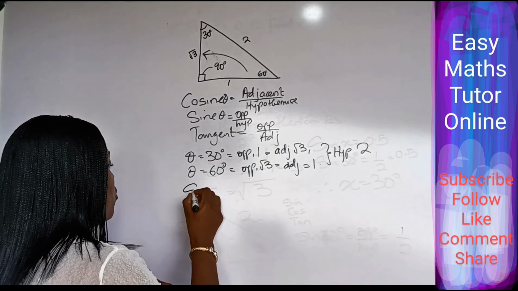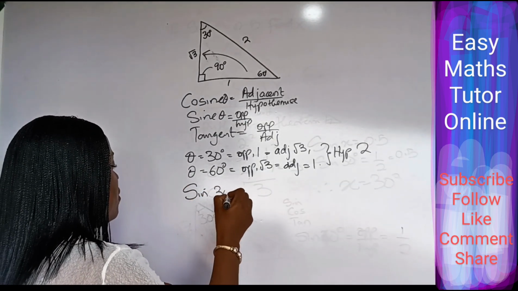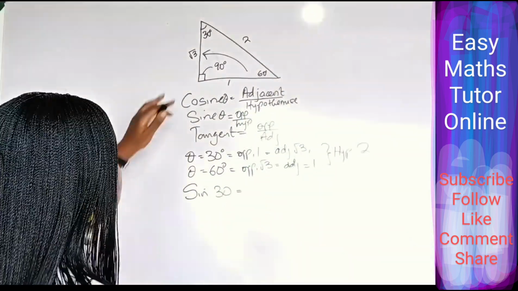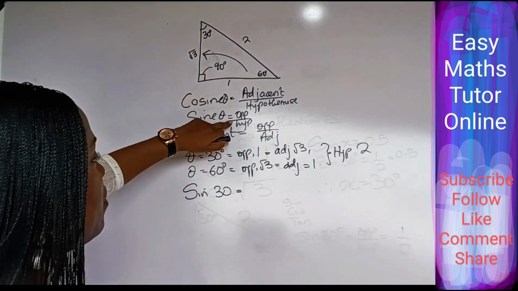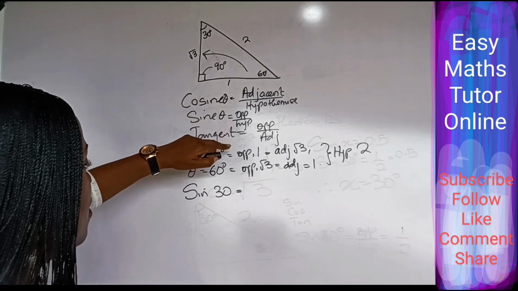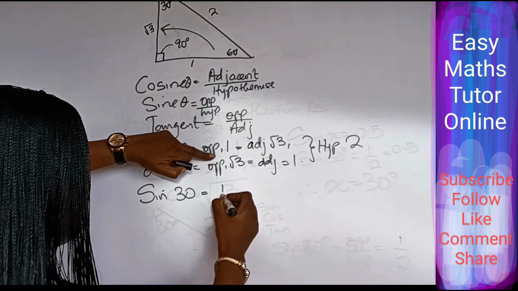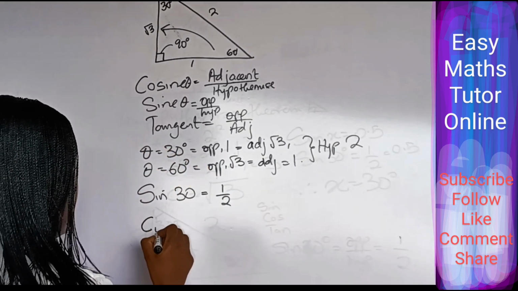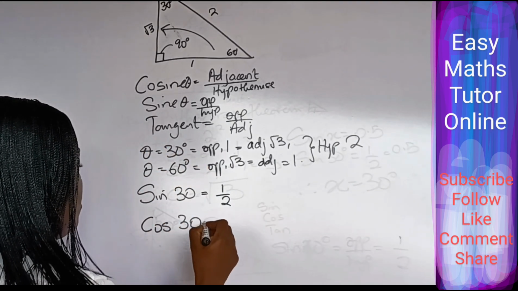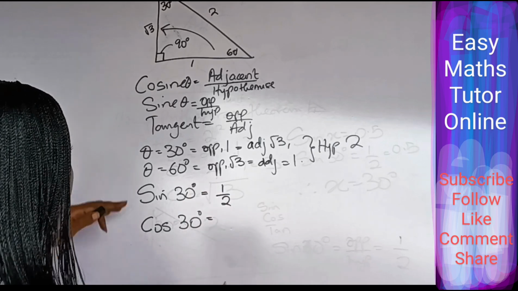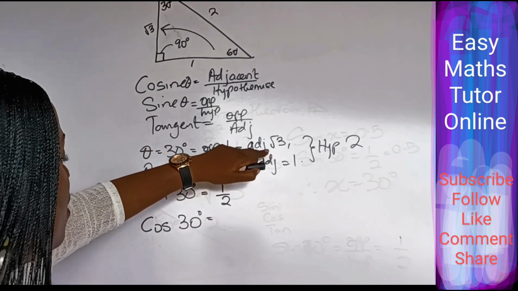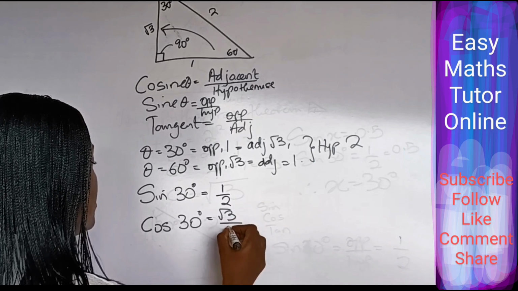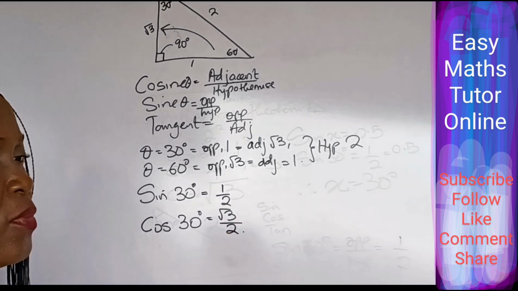So first of all, let's go for sine 30 degrees. Sine, remember, is opposite over hypotenuse. For 30 degrees, the opposite is 1 and the hypotenuse is 2. Now let's look at cos 30 degrees. For 30 degrees, the adjacent is root 3 and the hypotenuse is 2.